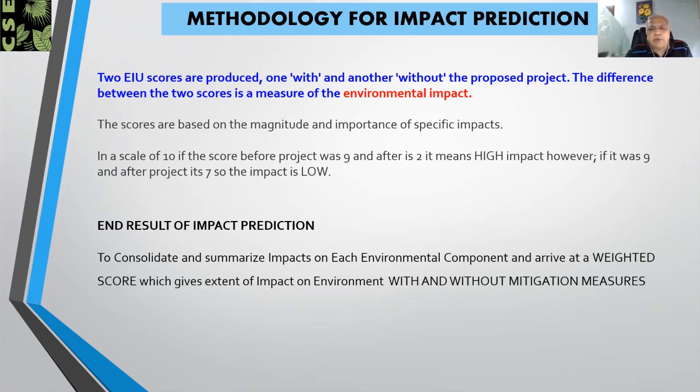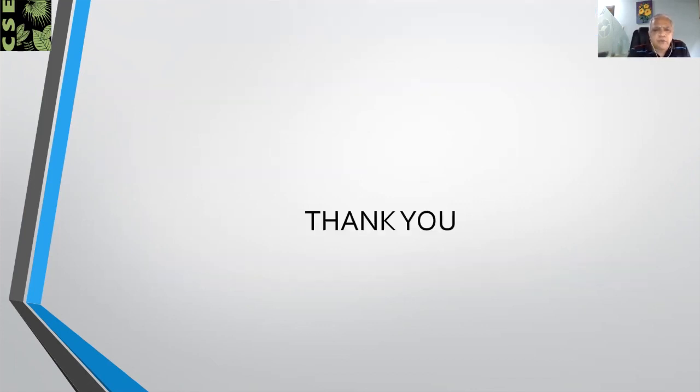Therefore, what we need to do is to consolidate and summarize the impacts of each environmental component, arrive at a weighted score with and without the mitigation measures, and come to a final conclusion of the net impact of the project. This helps the coordinator or the chief to convince the proponent of the need to take up suitable measures and to ensure that the impacts on those environmental components can be reduced.